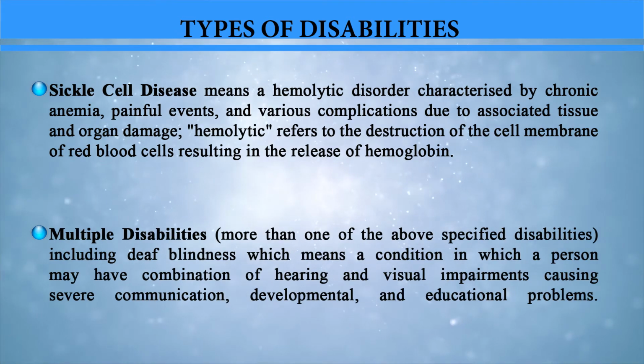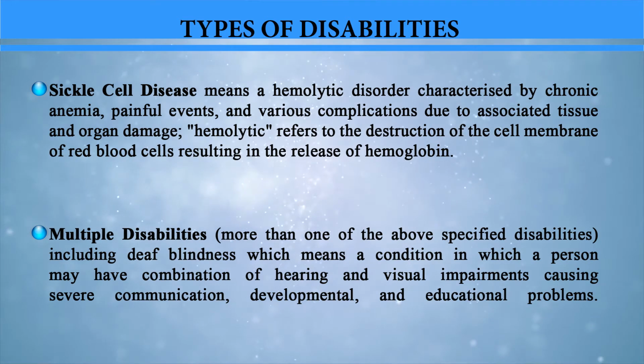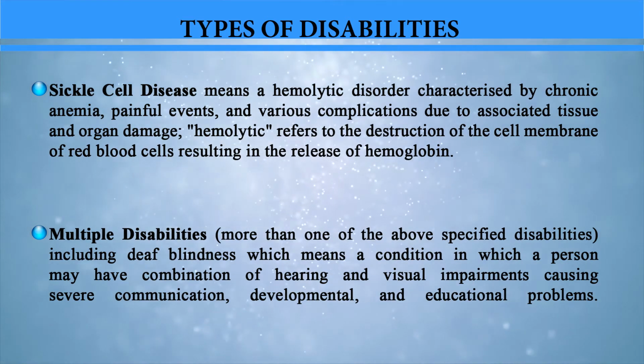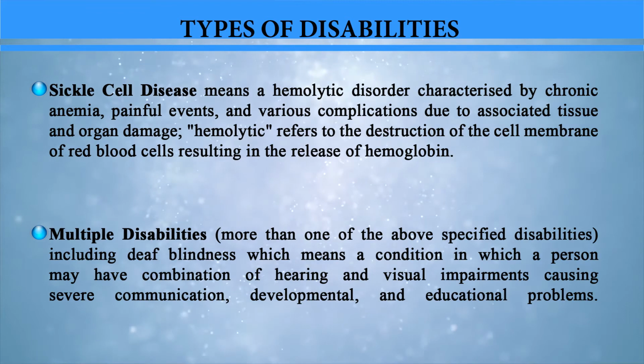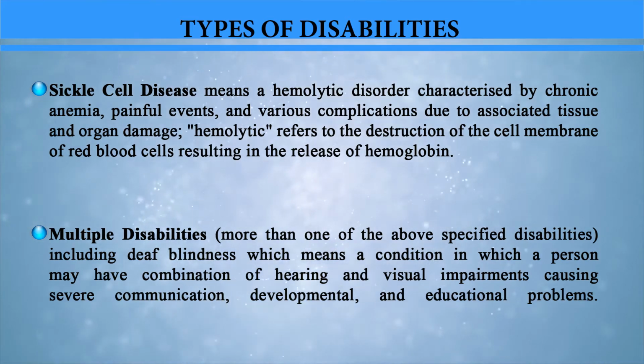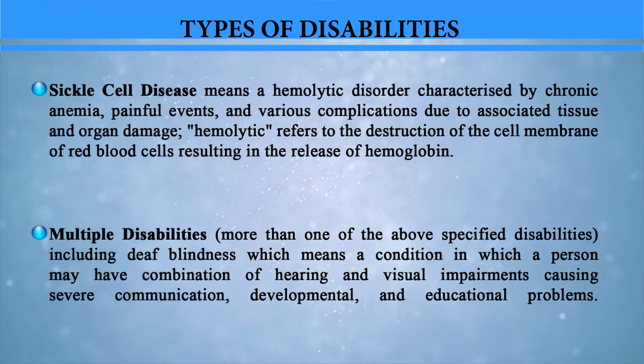Then comes multiple disabilities. More than one of the above specified disabilities, including deaf blindness, which means a condition in which a person may have a combination of hearing and visual impairments causing severe communication, developmental and educational problems. So these are some of the disabilities, in fact all the 21 disabilities that are defined under the Rights of Persons with Disabilities Act.